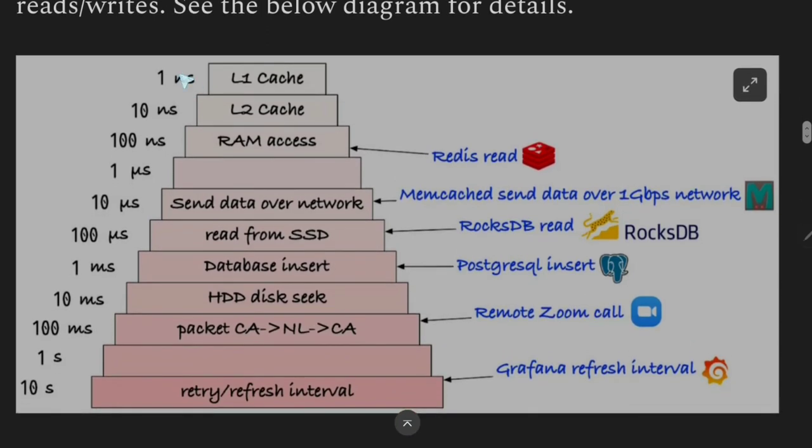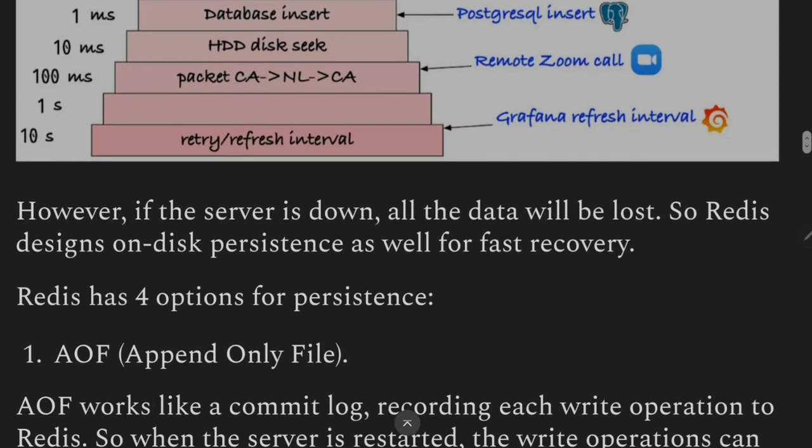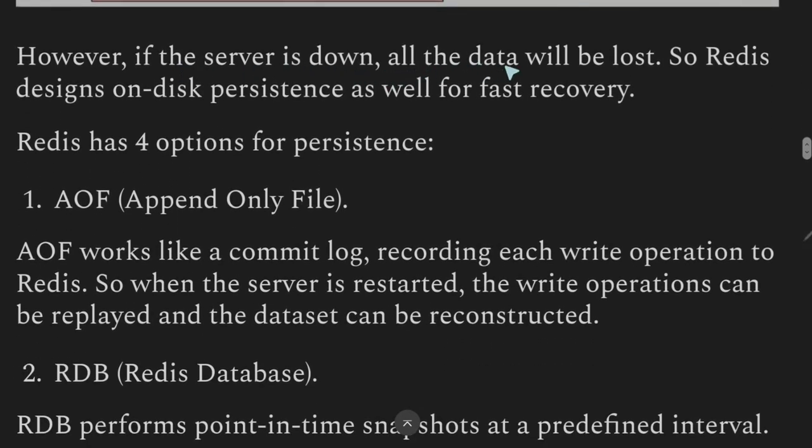So we have L1 cache, each one is 10 scale, L1 cache, L2 cache, RAM. So Redis is here at the top of the fastness food hierarchy, right? 100 nanoseconds. Then we have network, SSD, database. However, if the server is down, all the data will be lost.